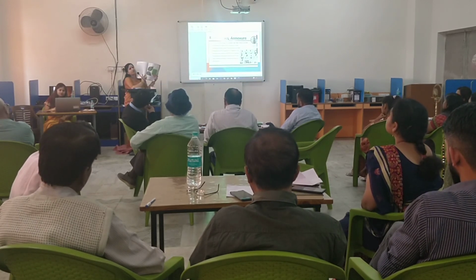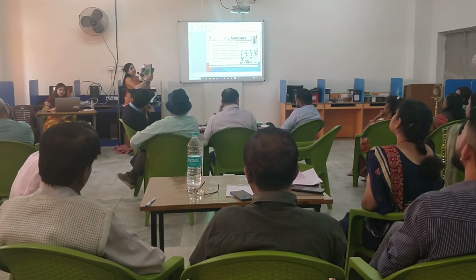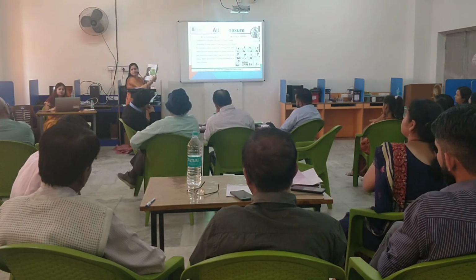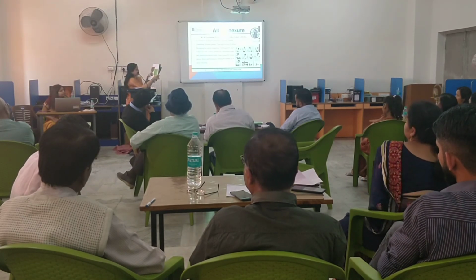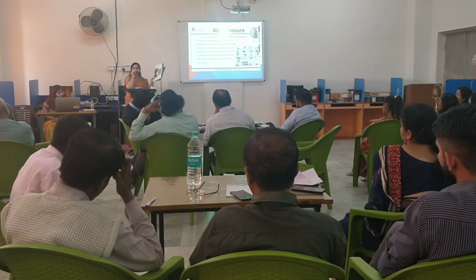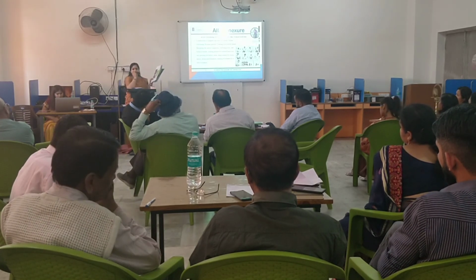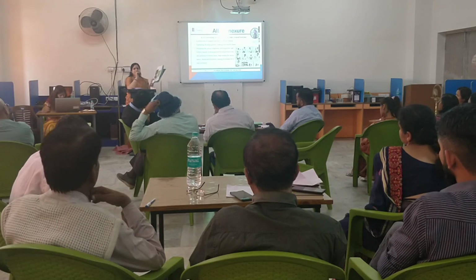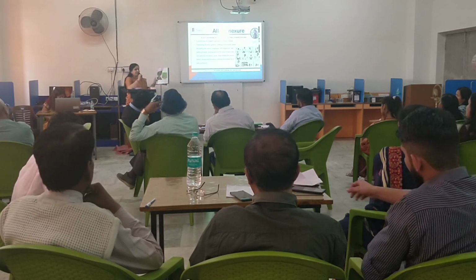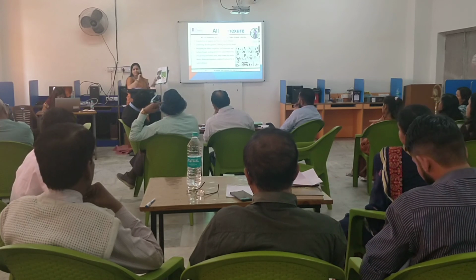Can anyone identify these very leaves without seeing the name? Yes, ma'am. It is hibiscus. Can anybody tell me what is the venation? देखें, what is the venation? सभी पढ़े हैं. This is the basic biology. Venation क्या है इसमें? That is the reticular.